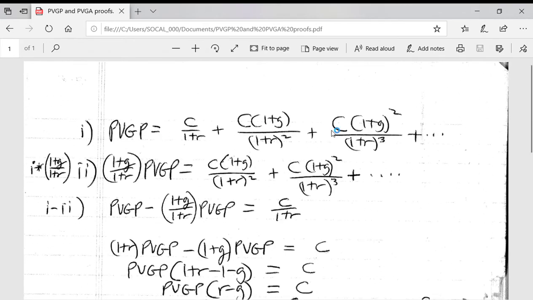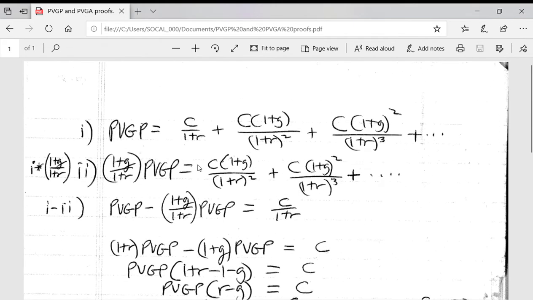A growing perpetuity is an infinite cash flow stream. Again, think of maybe the first cash flow at date 1 being 100, and then at date 2, 110, at date 3, 121, at date 4, 133.1, and so on. That would be an example of a growing perpetuity if it never stops.